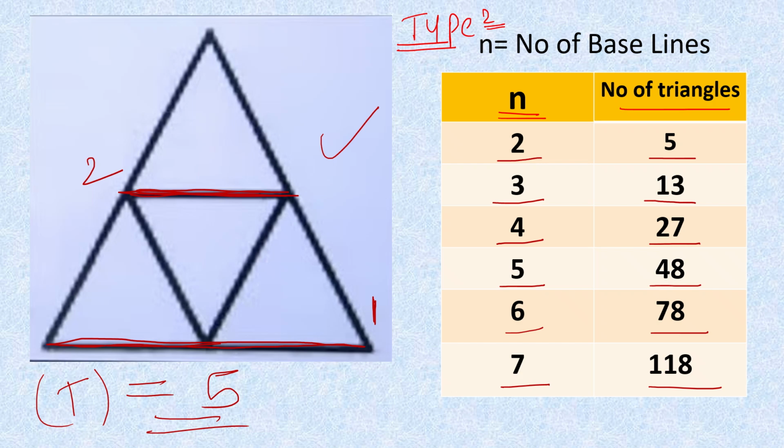It's very important because you can't manually count the number of triangles in this type of figure. Nor can you use the formula n into n plus 1 divided by 2. So that's why this table is very important. You just need to see the baselines and you will get the number of triangles if you remember this table. Otherwise, it's very difficult to manually find or count the number of triangles in the given figure, and you will waste a lot of time in competitive exams. So it's better to note down this table.